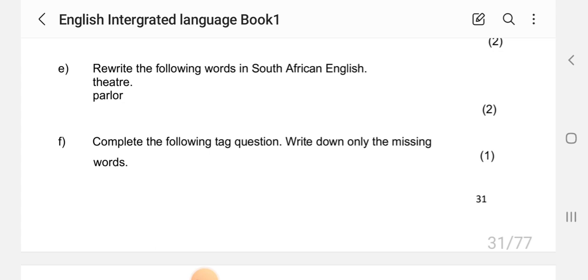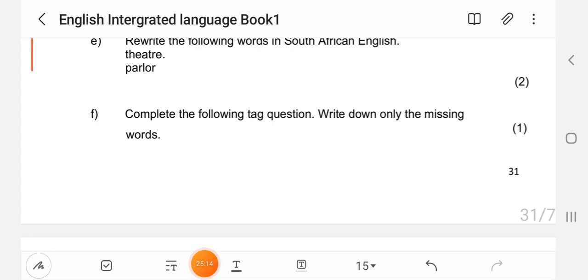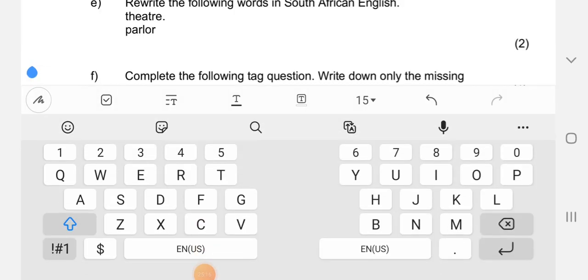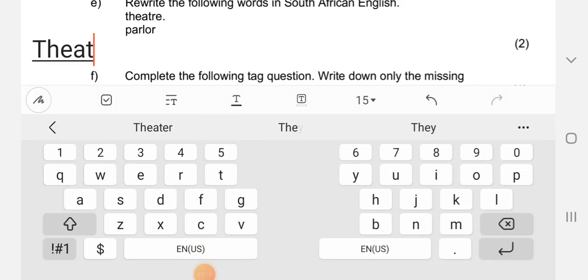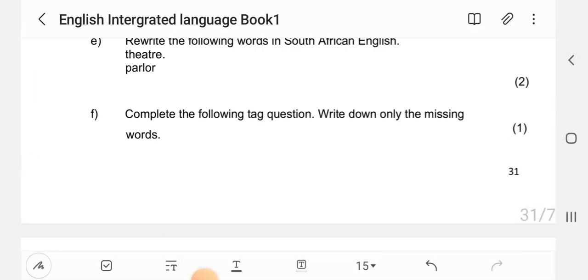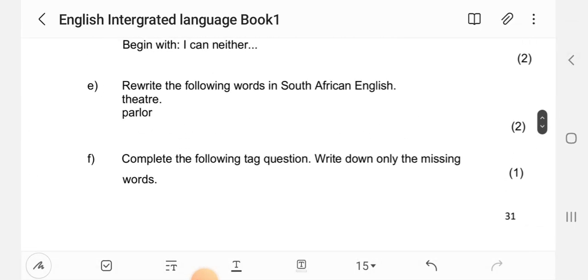And then theater. No, theater is still written like that in South African English. Am I wrong? No, it's not written like that. I just wrote it now. I'll write it like theatre. Yes. So no, it's not like that. So the R goes in front of the E. Yeah, that's the theatre.